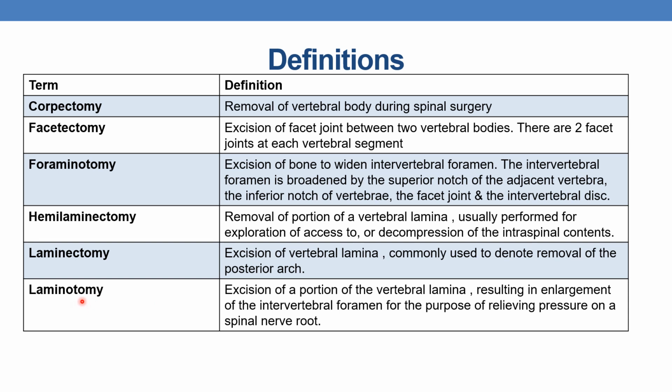The next is laminotomy, excision of a portion of the vertebral lamina resulting in enlargement of the intervertebral foramina for the purpose of relieving pressure on the spinal nerve root. Otomy means cutting or opening. Here excision of a portion of vertebral lamina is seen, resulting in the enlargement of the intervertebral foramina for the purpose of relieving pressure on the spinal nerve root.